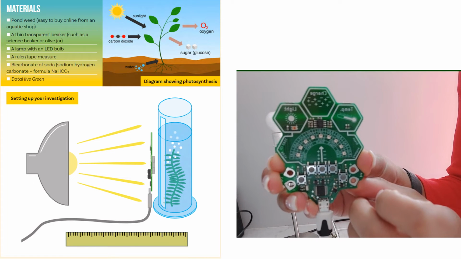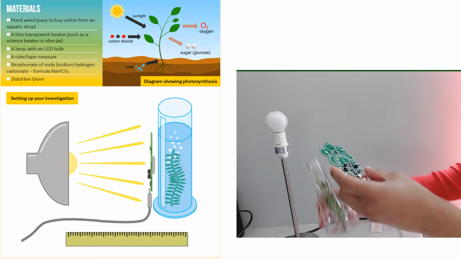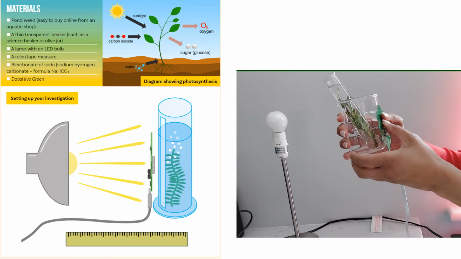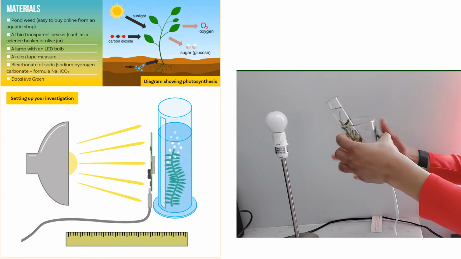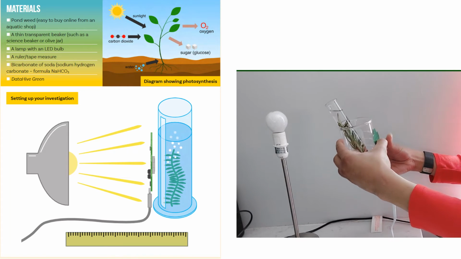You need to set up your pondweed in a boiling tube sat in a beaker of water and secure your Data Hive to the beaker. For the purpose of this video, I am just holding it in place.